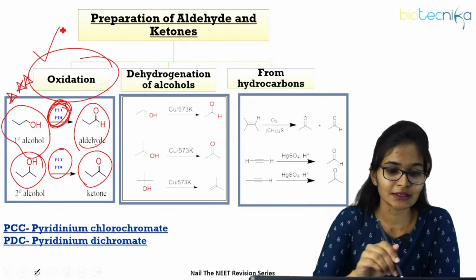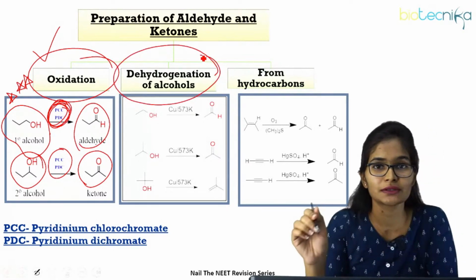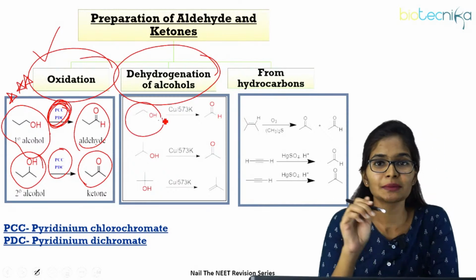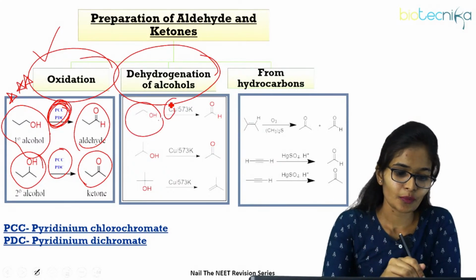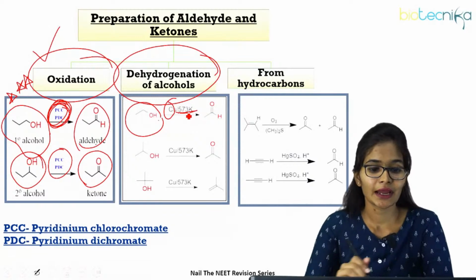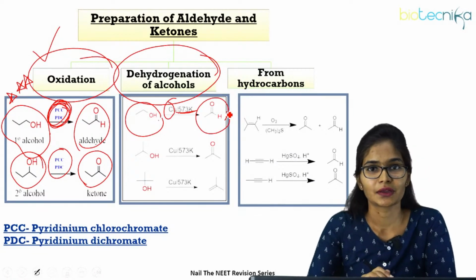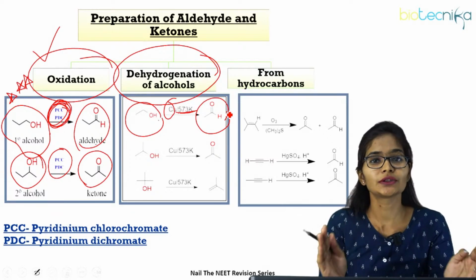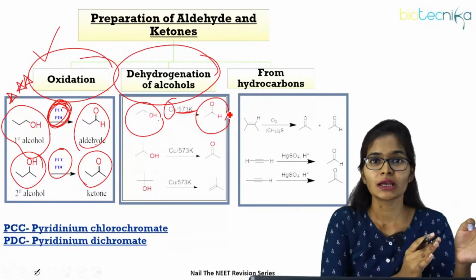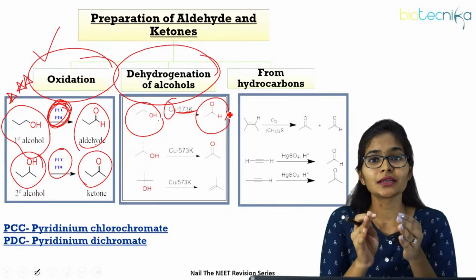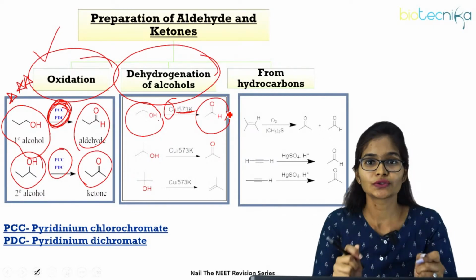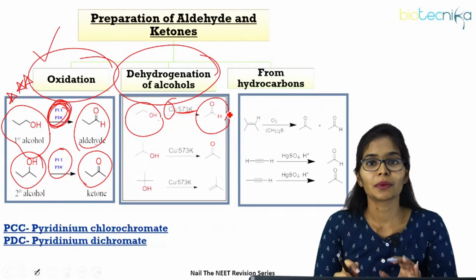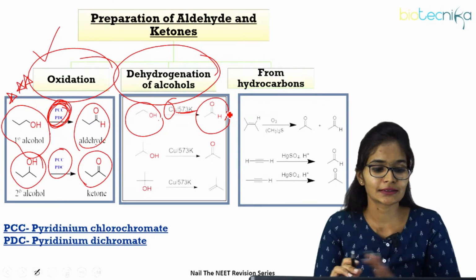We are done with oxidation now. The next reaction is dehydrogenation of alcohols. What exactly is dehydrogenation of alcohols? You take the same primary alcohol in the presence of a copper catalyst, maintaining 573 Kelvin, and you will get acetaldehyde. So for getting aldehydes from alcohol there are two different reactions. One is oxidation, another is dehydrogenation, and the reagent changes. In oxidation, you use oxidizing agents. In dehydrogenation, you use copper and maintain the temperature. That's it. Nothing else is there.